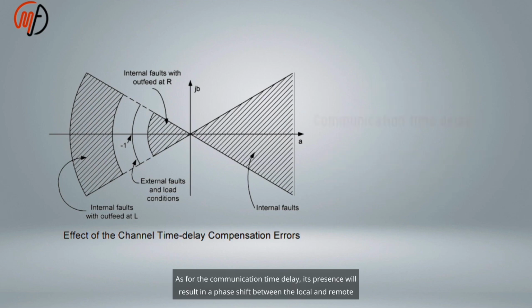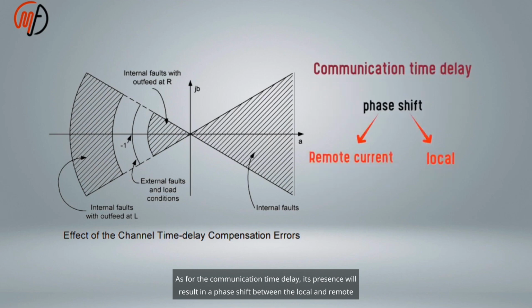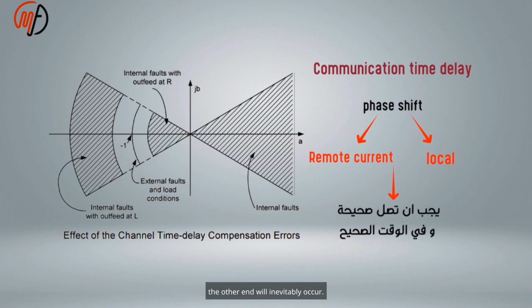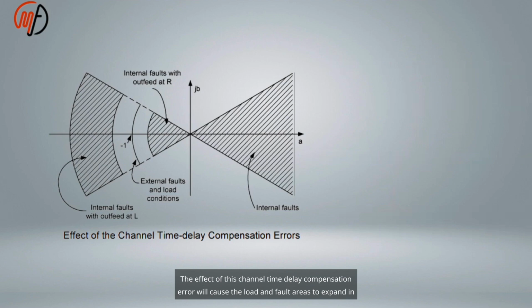As for the communication time delay, its presence will result in a phase shift between the local and remote currents. The value must not only arrive correctly from the other end, but also on time. Due to the non-ideal symmetry of the communication channels, errors in the arrival time of each current to the other end will inevitably occur. The effect of this channel time delay compensation error will cause the load and fault areas to expand in this manner.